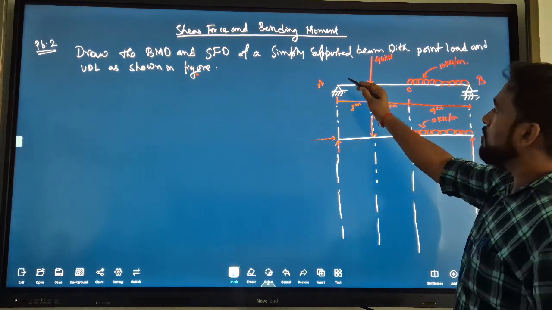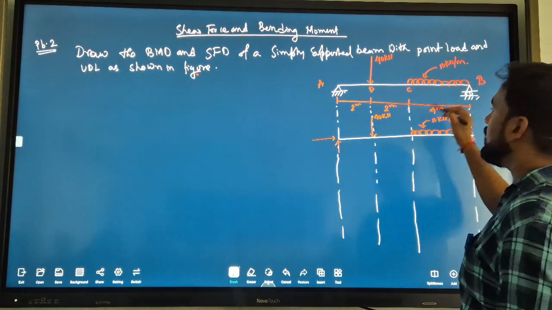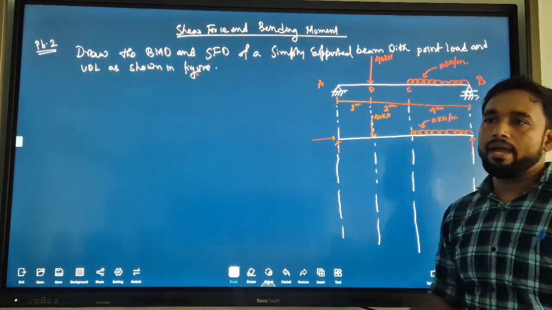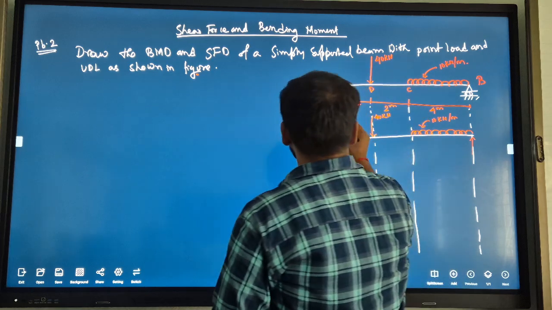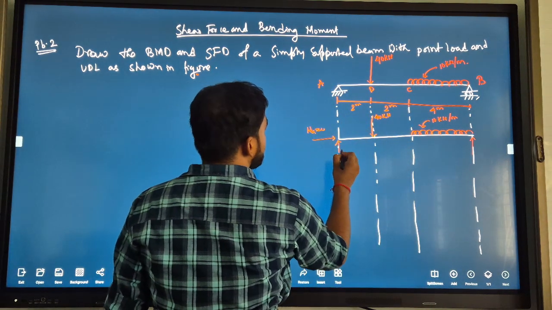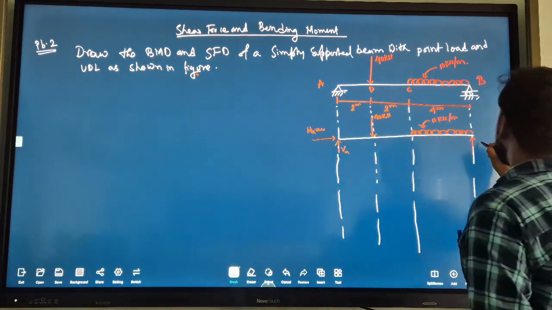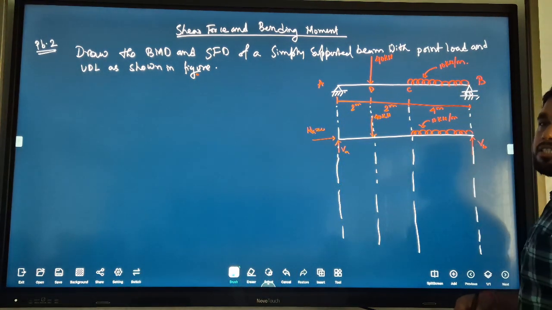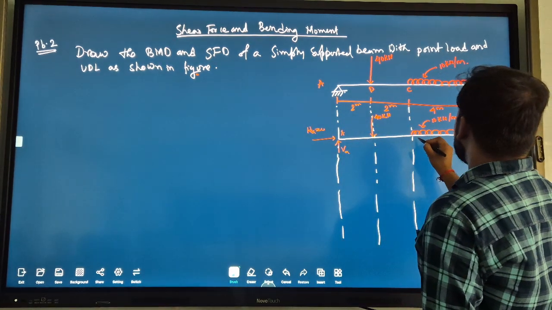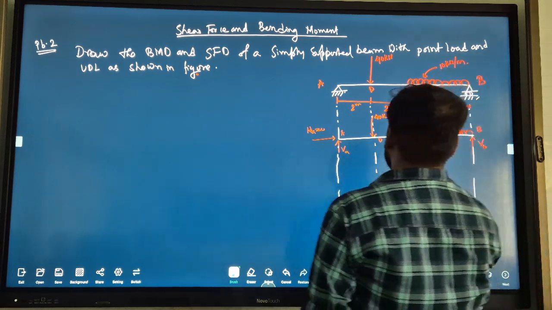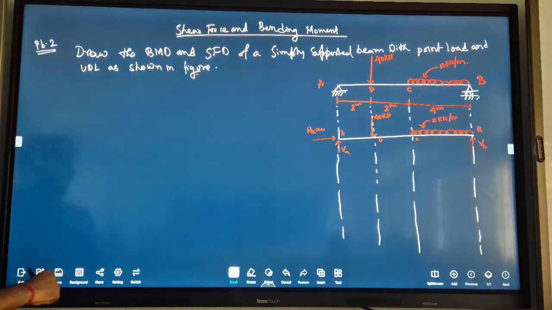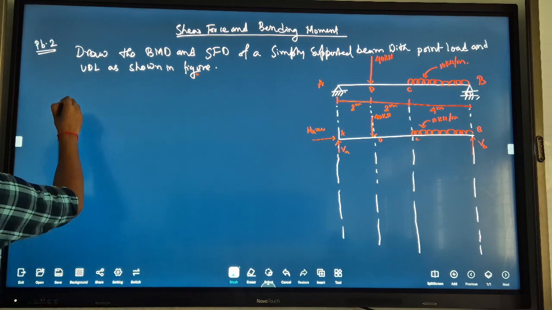Here in the free body diagram, I am just removing the supports A and B and using support reactions VA and VB and HA at supports A and B. So remove this hinge support and put HA equal to 0, and put a vertical support reaction VB at B. This is your point A, B. Okay. Now, first step: calculation of support reactions.